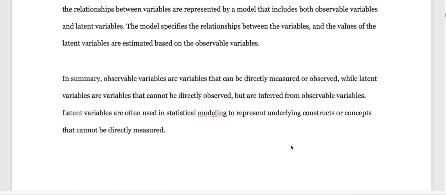In summary, observable variables are variables that can be directly measured or observed, while latent variables are variables that cannot be directly observed but are inferred from observable variables. Latent variables are often used in statistical modeling to represent underlying constructs or concepts that cannot be directly measured.